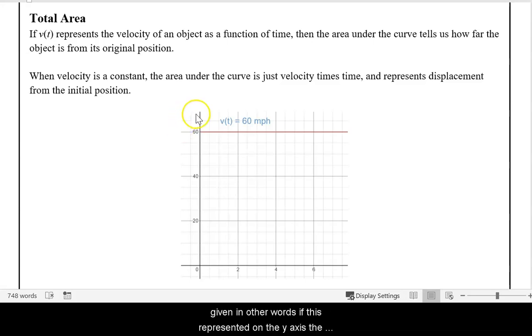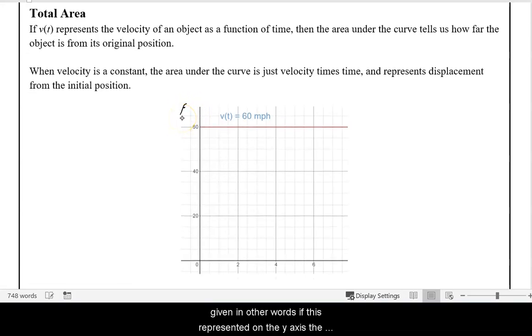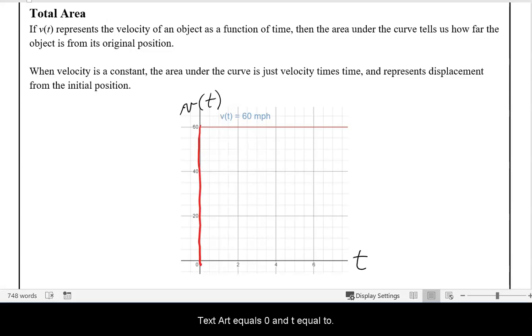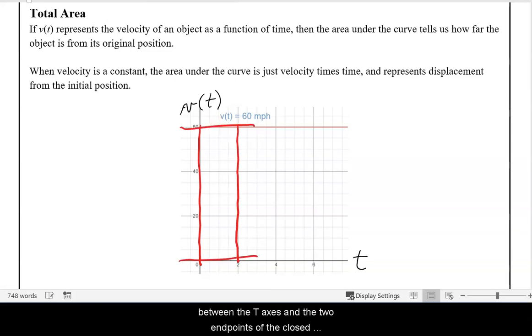In other words, if this represented on the y-axis the velocity with respect to time, and our horizontal axis was time, then what would the area represent? Let's suppose that I wanted to know something about the area between t equals 0 and t equals 2. If I were looking at that region there, what would the area between the t-axis and the two endpoints of the closed interval under the curve represent?